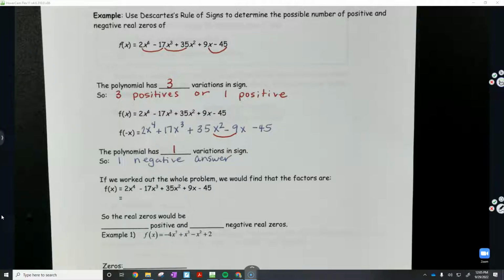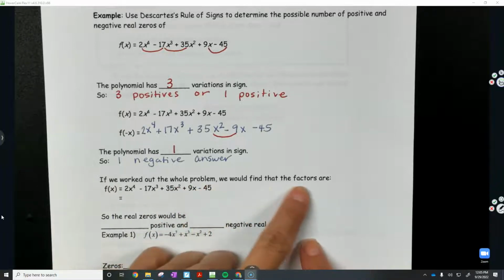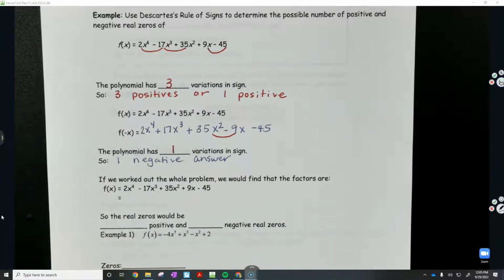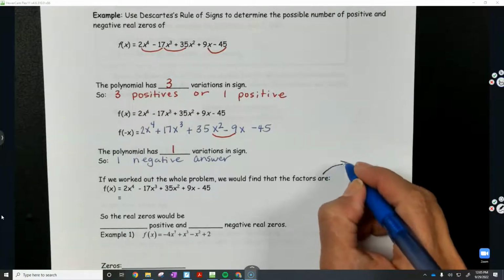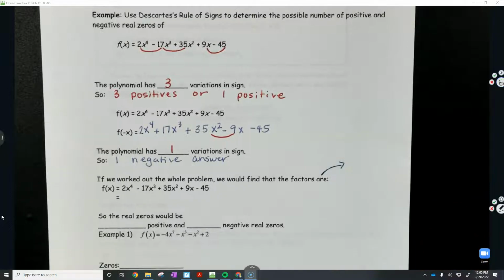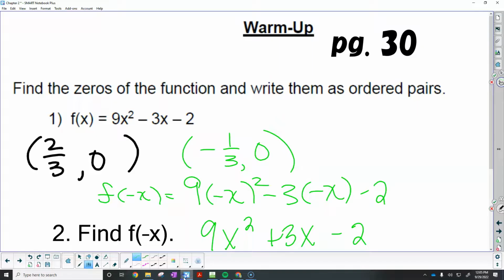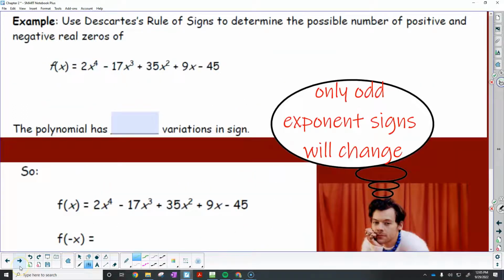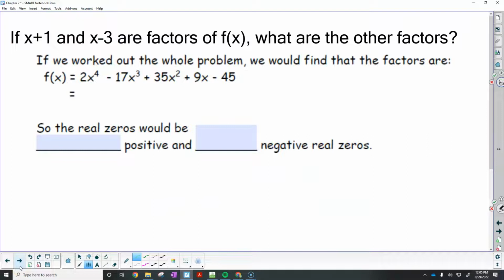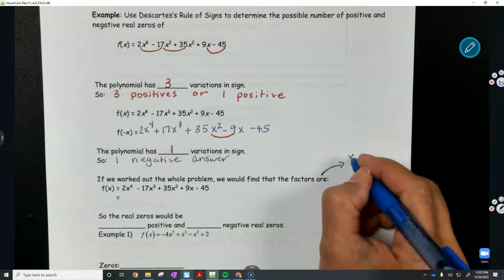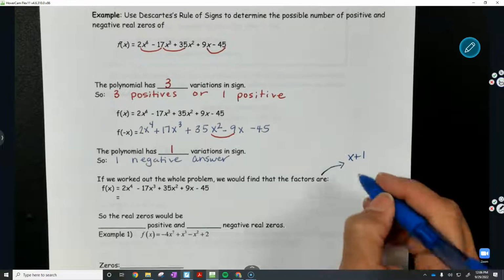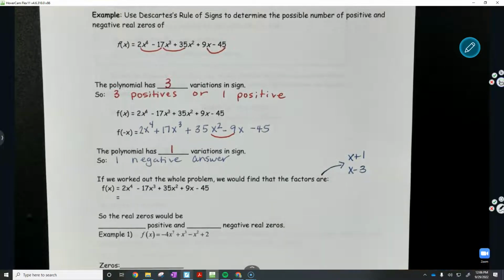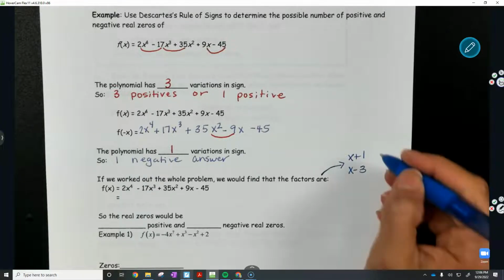So here's where Ms. Harrington gets a little extra, right here on this line. If we worked out the whole problem, we are going to find the factors. I'm going to give you some information. Don't get upset. This is fun. I am going to tell you one of the factors, and I'm sorry, I don't remember. Hold on a moment. One of the factors is x plus 1. And another factor is x minus 3. I'm giving you that information. I already worked this problem out.